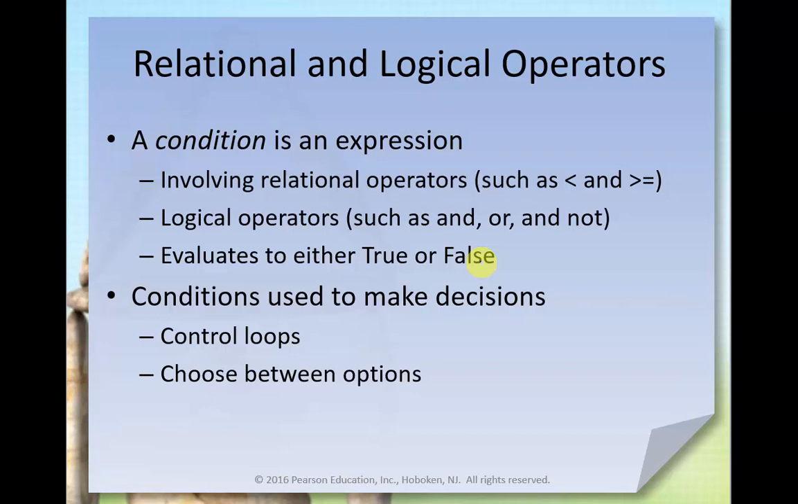The things that we will use to evaluate are generally the relational operators: less than, greater than, equal type things. We'll also potentially throw in some ands and ors and maybe some nots. Either way, whatever we end up with, the condition itself or the expression will either evaluate to be true or false. There's no maybes, it's either true or false. So we use these evaluations to control the decision statements: if this, go do that, otherwise do something else. So we control the loops and we choose between different options.